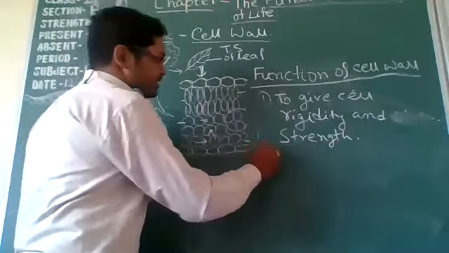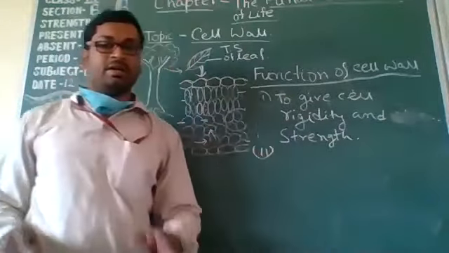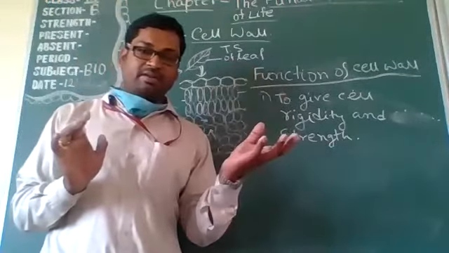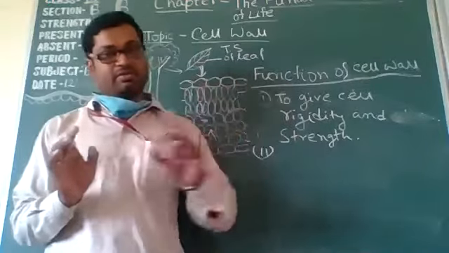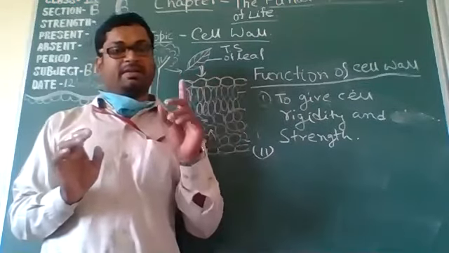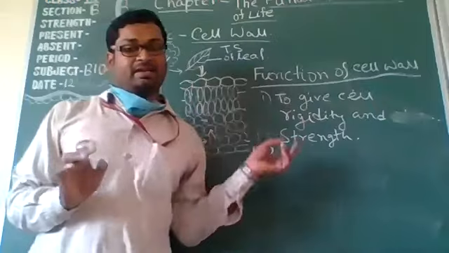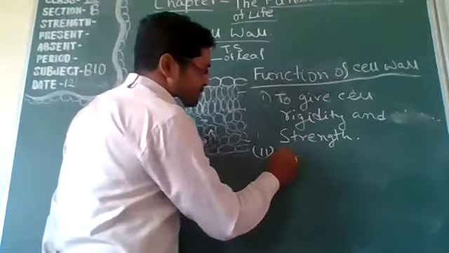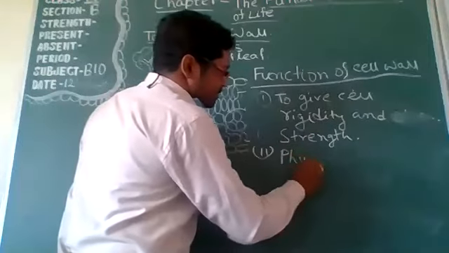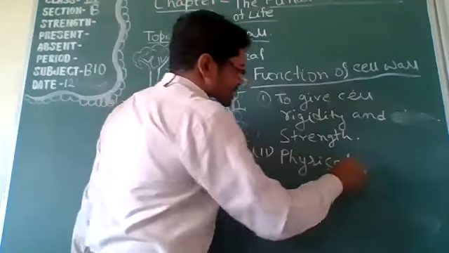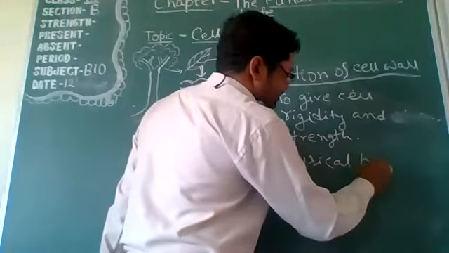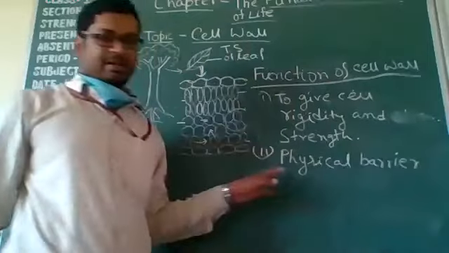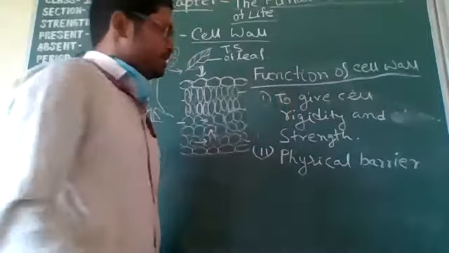Okay, and next is it acts as a physical barrier. We are already studying in plasma membrane, they also have a mechanical barrier. Here it is called the physical barrier to the plants. Next is physical barrier, physical barrier, okay, to the plants.